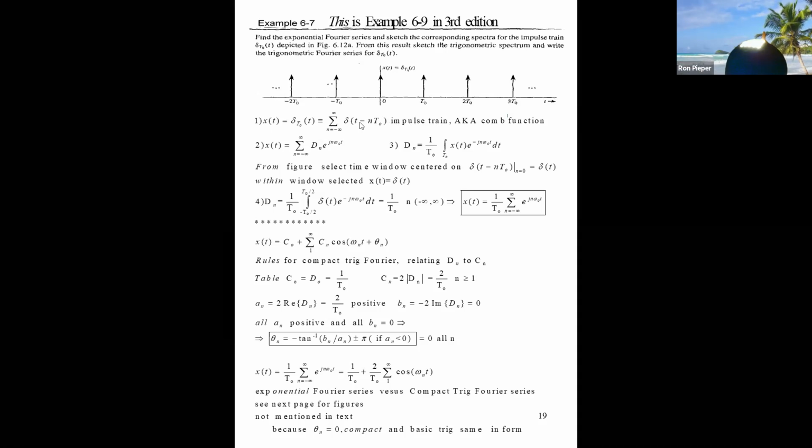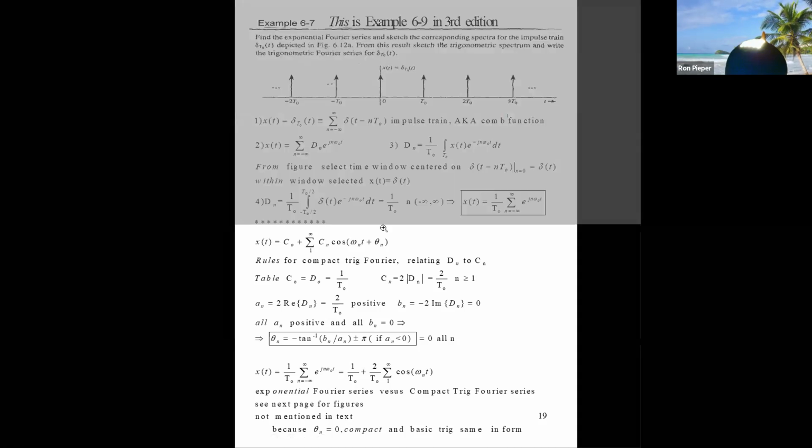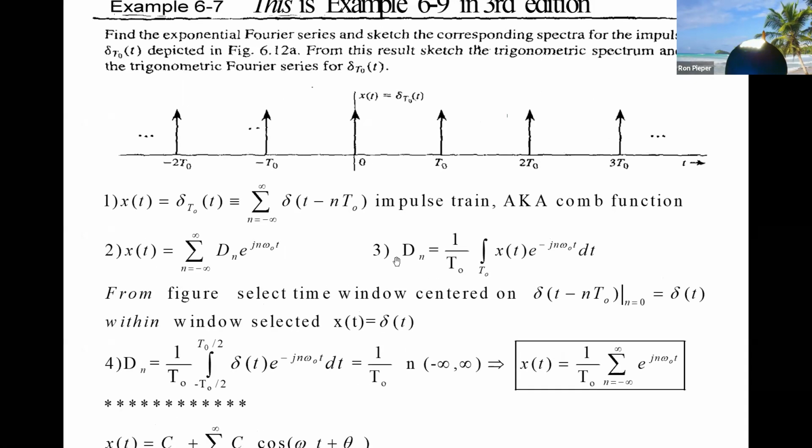Okay, so you notice the subscript here identifies the period. And technically speaking, if the T naught is the period for this function, what we want to do is find a way to represent the x of t as a Fourier series, exponential Fourier series specifically, and come up with a d sub n.